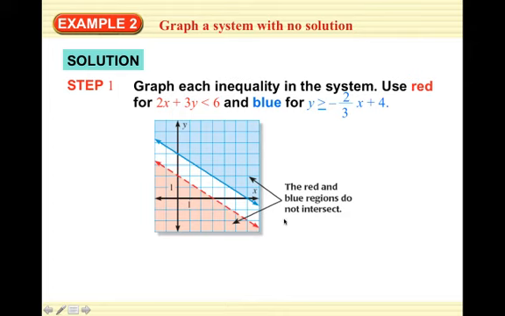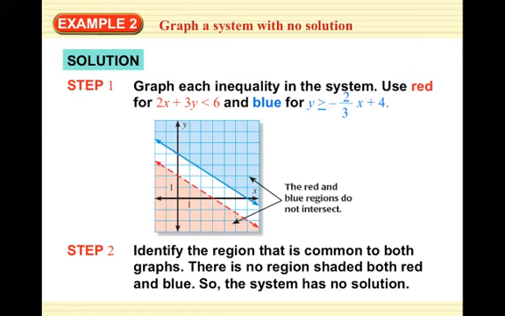Now, the red and blue regions do not intersect, so your final answer for this graph is no solution. There are no points at all that make both inequality statements true. So this system has no solution at all.